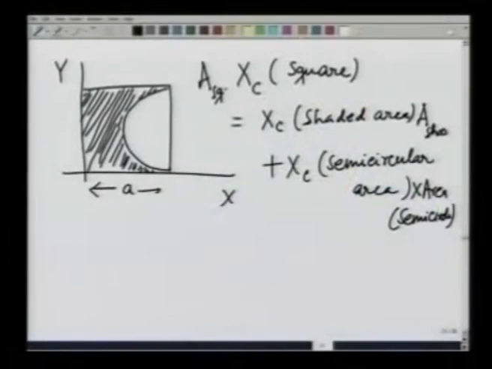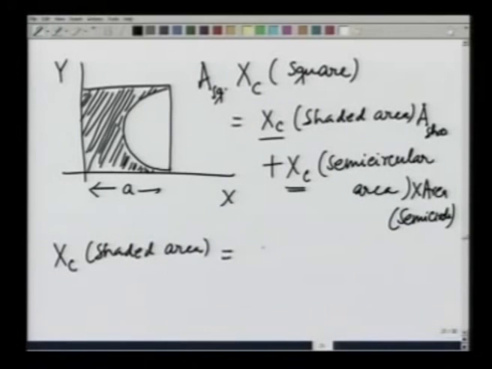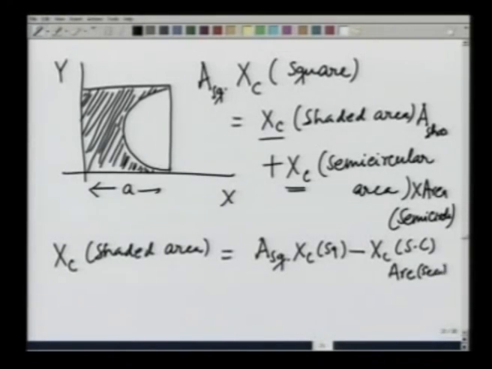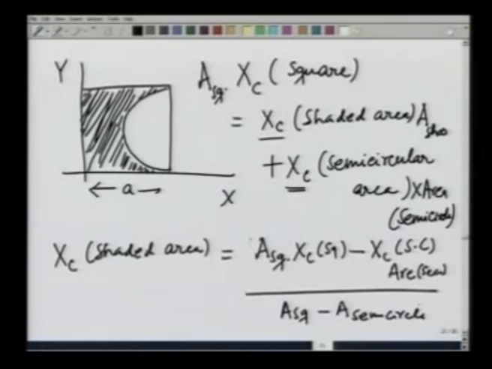So, area of the square times the centroid of the square is going to be equal to area of the shaded area times the centroid of the shaded area plus xc centroid of the semicircular area times the area of the semicircle, and therefore, xc of the shaded area is going to be equal to a square times xc of the square minus xc of the semicircle times area of the semicircle divided by the area of the shaded portion, which is going to be area of the square minus area of the semicircle. And that is what we wish to calculate.